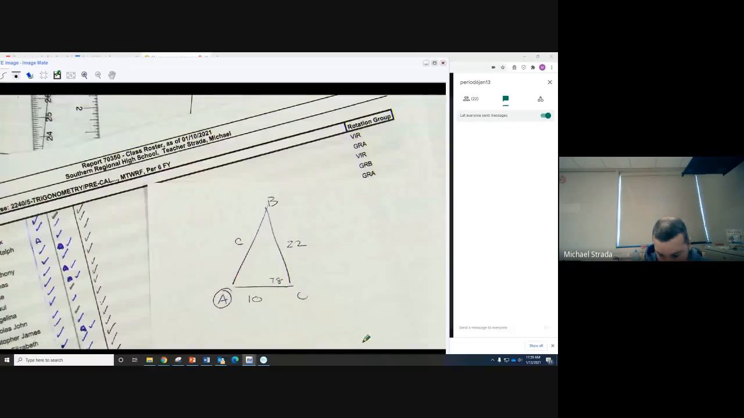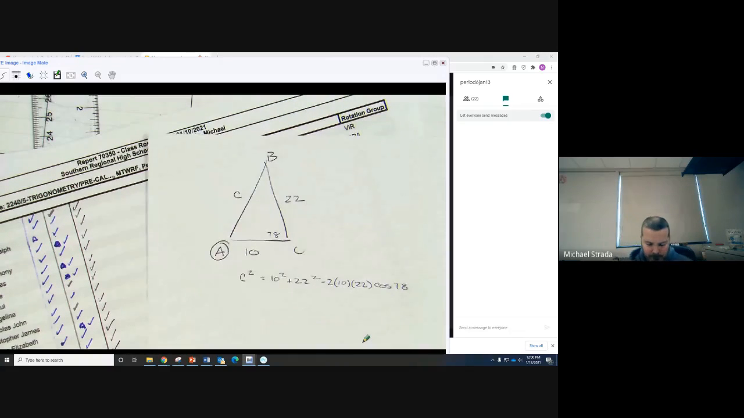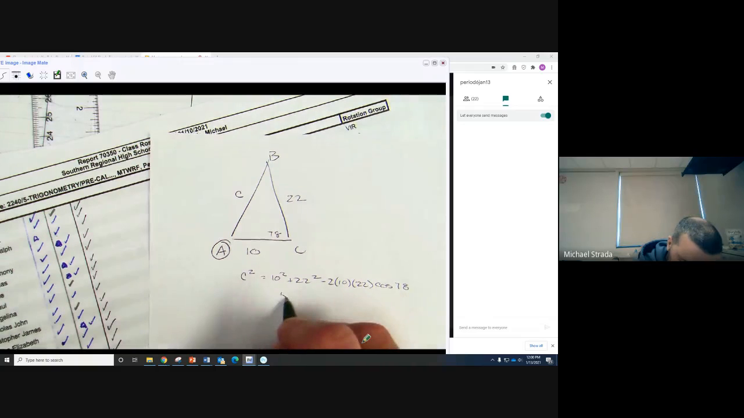So basically what we first have to do is find little c because it's a side-angle-side situation. All right. So c squared, meaning little c, equals the other two sides squared, so 10 squared plus 22 squared, minus 2 times those same sides, cosine of the angle they give us, which is 78. All right? So 10 squared is 100, 22 squared is 484. So that comes out to be 584.